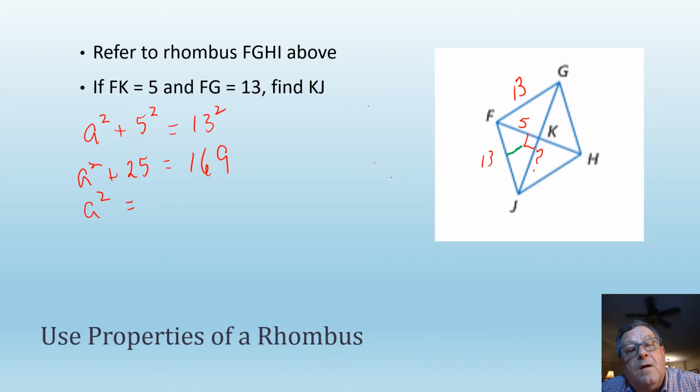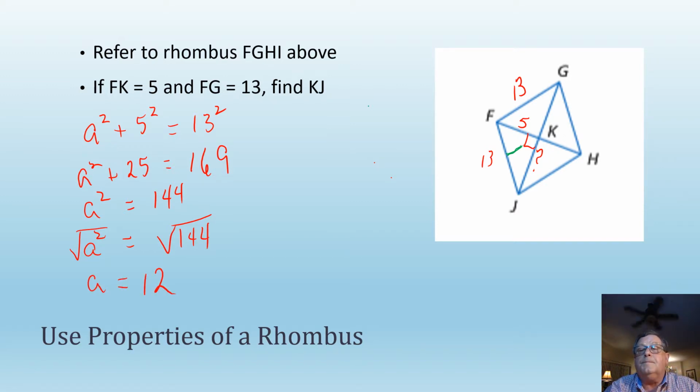minus 25, 144. Let's take the square root of both sides. And A is equal to 12. Shazam. Which is equal to KJ. Rhombus. I just love saying the word rhombus.